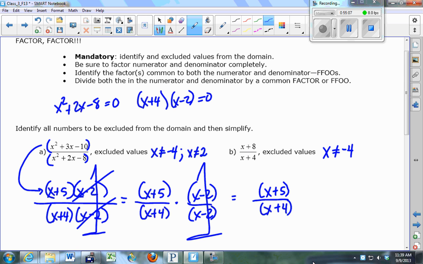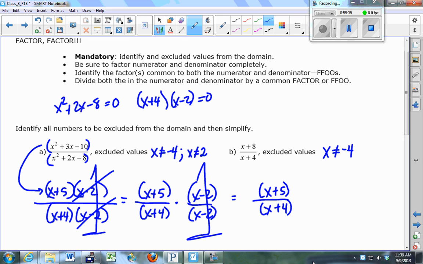X plus 5 is very different than x plus 4. They have no factors in common, besides 1. You could put a 1 in front of each of them and it wouldn't change. So in other words, if you put a 3 in for x, this would be 8 over 7. Can't reduce that. If you put a 2 in for x, it would be 7 over 6. You can't reduce that. If you put a 10 in for x, it's 15 over 14. It's already prime. Both factors are prime. Okay? So those are really the key ideas.